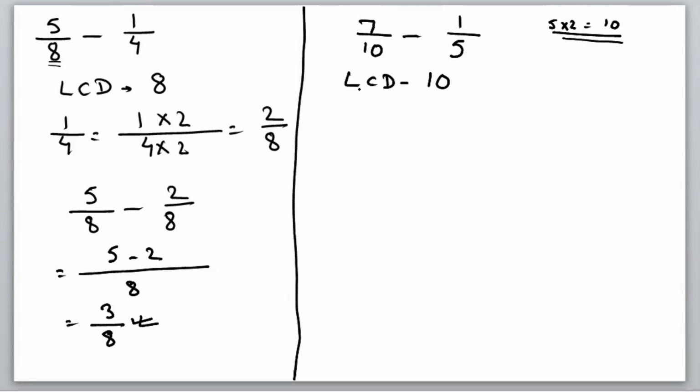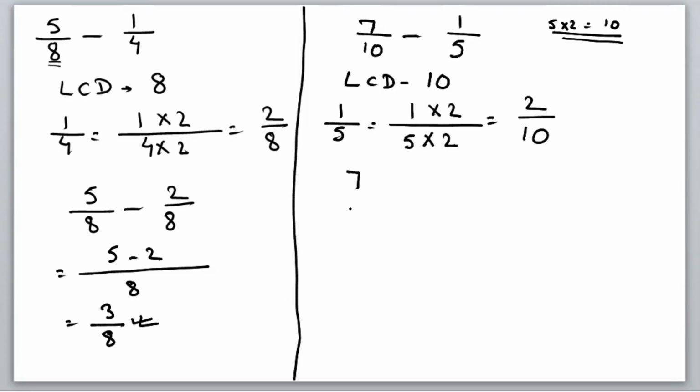Now we have to find the equivalent fraction. In the first fraction, the denominator is already 10, so we don't need to find the equivalent fraction of this one. And here the denominator is 5, so we have to find the equivalent fraction of this one. 1 over 5, 5 times 2, 1 times 2. It will be 2 over 10.